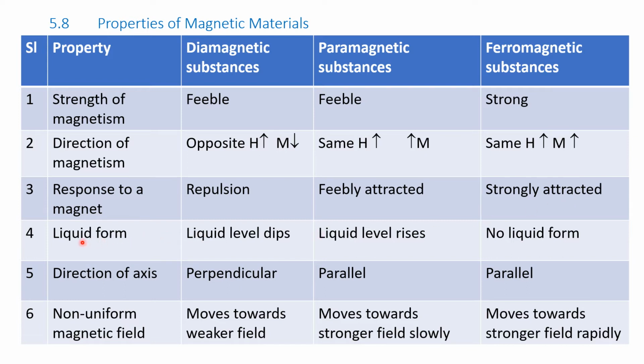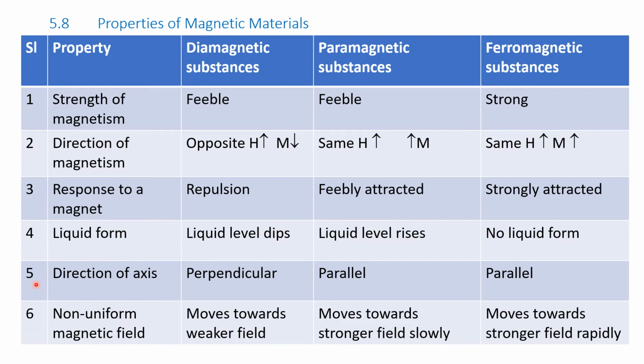Then property number 4, liquid form. Here, when we apply an external field, the diamagnetic liquid level dips, that is, it contracts. Whereas in the case of paramagnetic substances, the liquid level rises. So the liquid here is a diamagnetic substance. Here also there is a paramagnetic material in the form of a liquid. Hence, when we bring a magnet near to it, it rises, whereas this one dips. There is no liquid form for ferromagnetic substances.